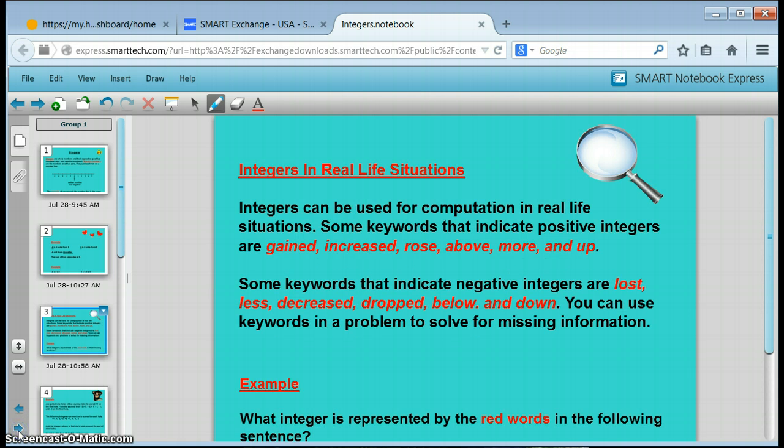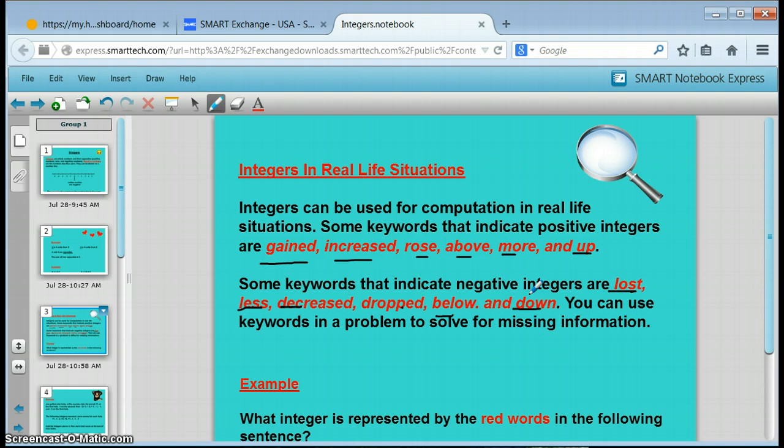Integers in real life. Integers can be used for computing real-life situations. Some keywords that indicate positive integers are gained, increased, rose, above, more, up. All of these indicate positive numbers. Keywords that indicate negative numbers: if you have a loss of money, some amount that is less than another amount, a decrease, a drop, below, or down. Any of these are going to be your negative integers.